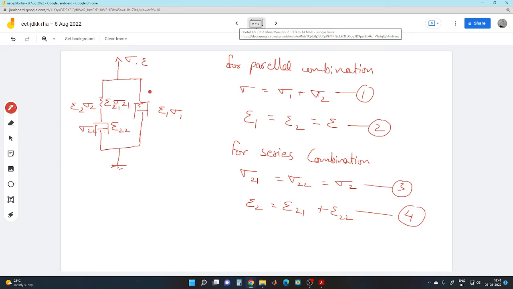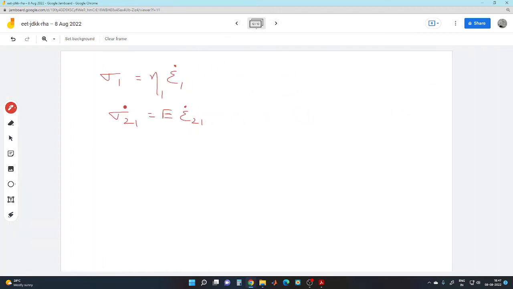So what we say is this has loss factor eta 1, this has loss factor eta 2, and this has spring stiffness K. Sorry, this has elasticity E. So what we can say for 2 2 is sigma 2 2 is equal to, okay, this will not be a differential. We can write it as eta 2 epsilon 2 2 dot.